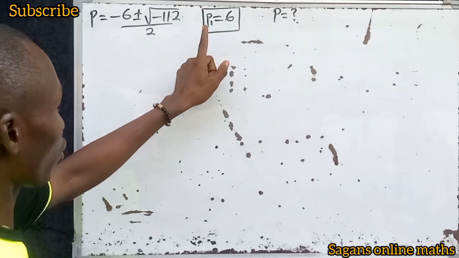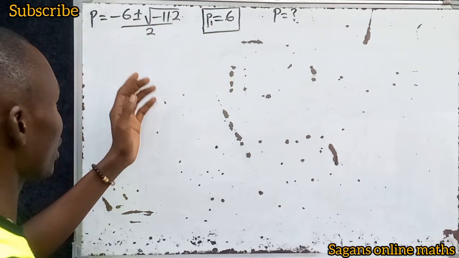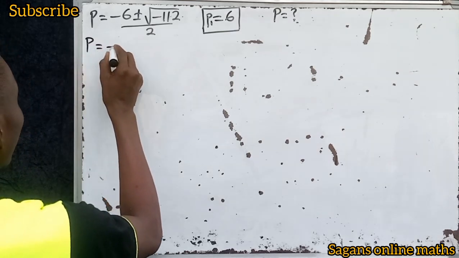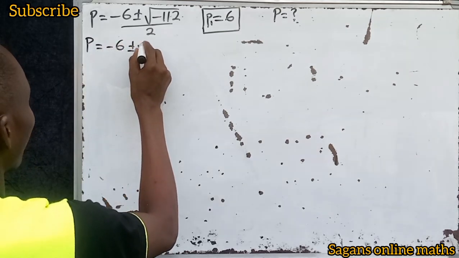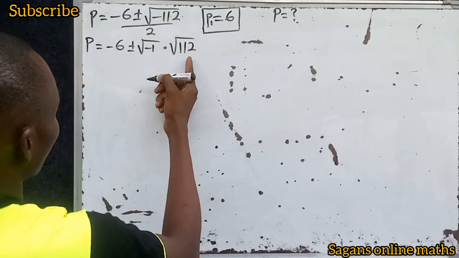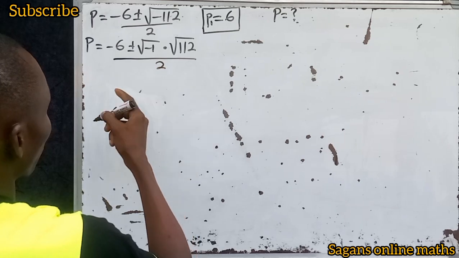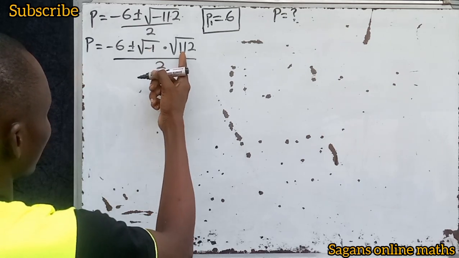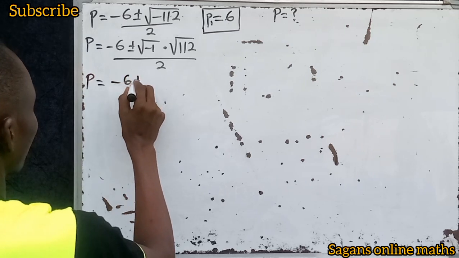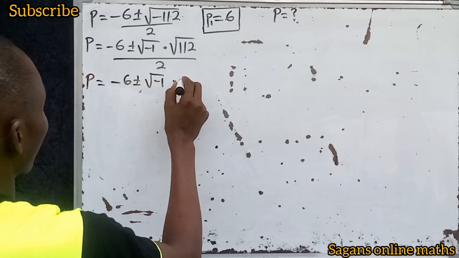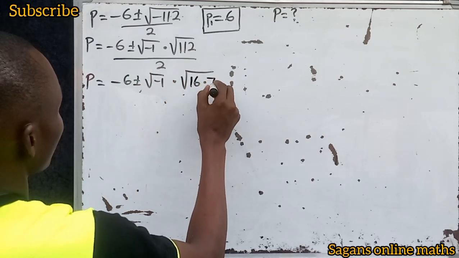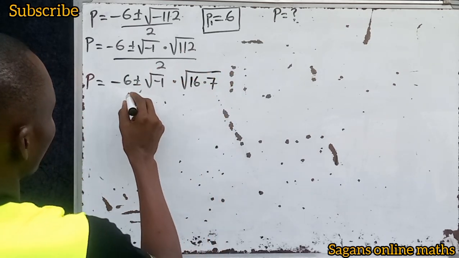But we know that one of the values of p is 6. We are looking for the other values of p. Now we can do something very interesting here. P equals minus 6 plus or minus, do you know that root of minus 1 multiplied by root of 112, divided by 2, is the same thing, by obeying the rule of surds. Root minus 1 times this is the same thing as this. We can also write 112 as 16 times 7.